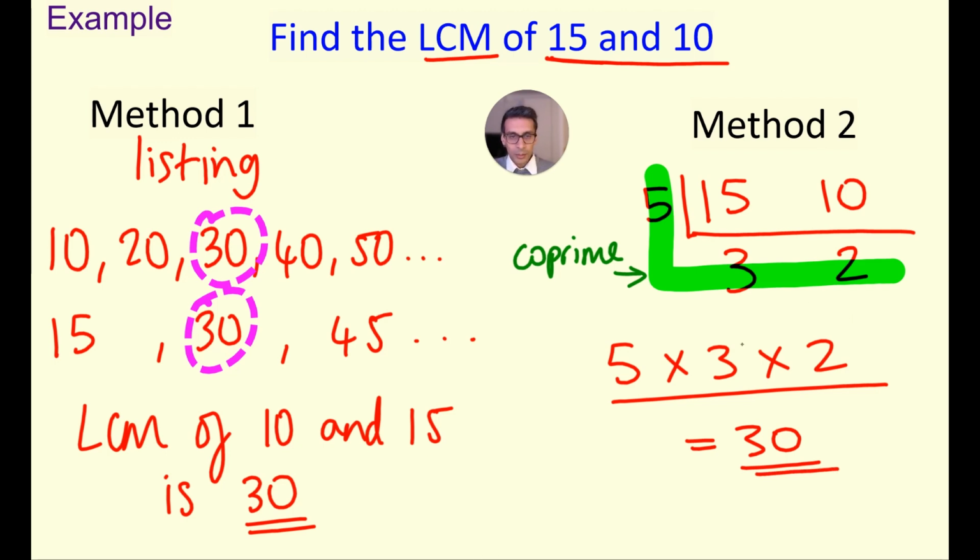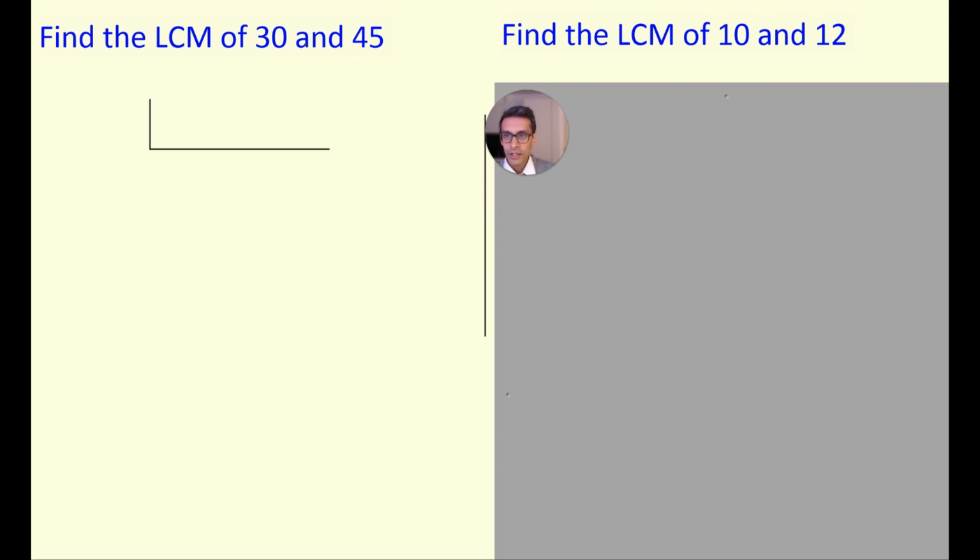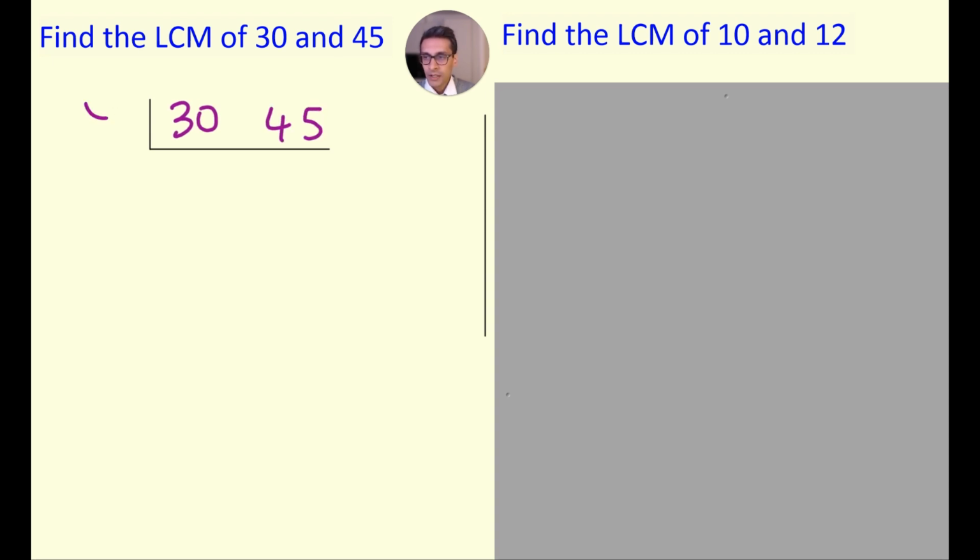Now we're going to do a couple more questions using both the listing method and the upside down bus stop method. So here's an example of 30 and 45. Actually, we're just going to use the upside down bus stop method. That's what we're going to practice using because that's the main method we're going to use. So 30 and 45. Find a number that divides into both and then keep dividing down. I'm going to finish this example in a few seconds, so if you pause the video and have a go first, then I can show you how to do it.